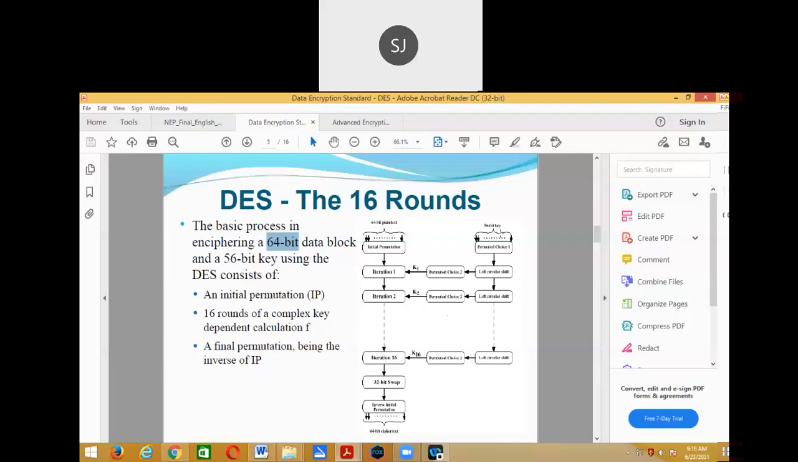From this 56-bit key, 16 different round keys are generated and applied to each and every iteration. That is what is generated. Now we will see what happens inside each iteration. Before that, is there any doubt in this? Any doubts? No, sir. Okay.